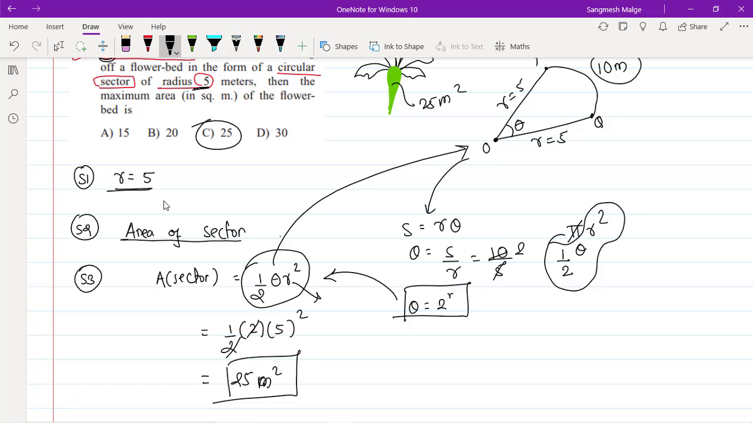Then I have substituted this theta here in this. Okay, see, in this way we have to do the engineering. This is kind of engineering and it's very interesting boss.